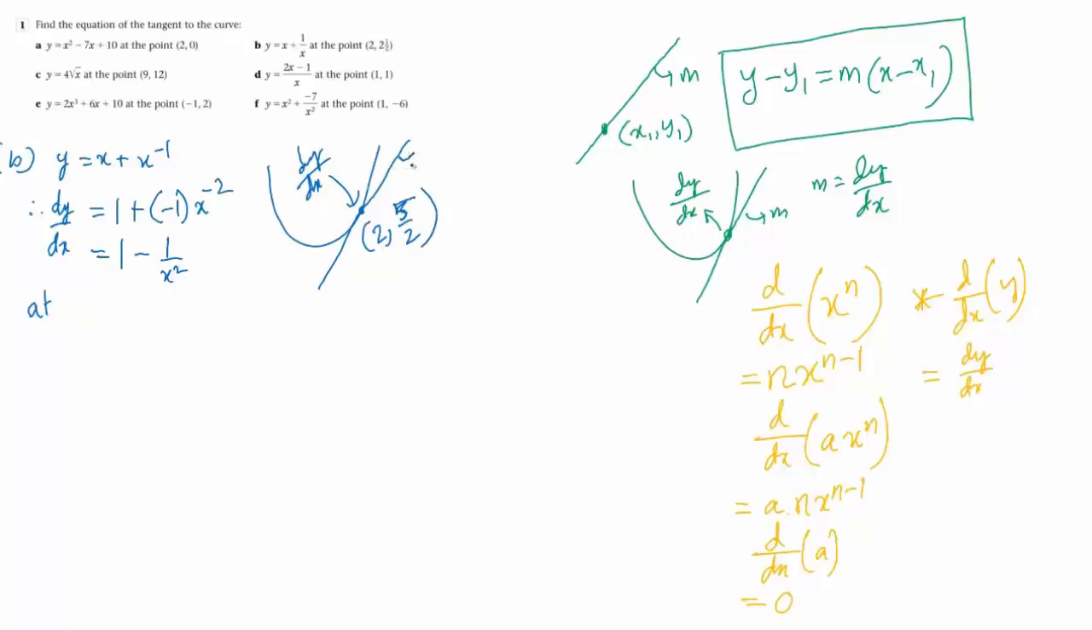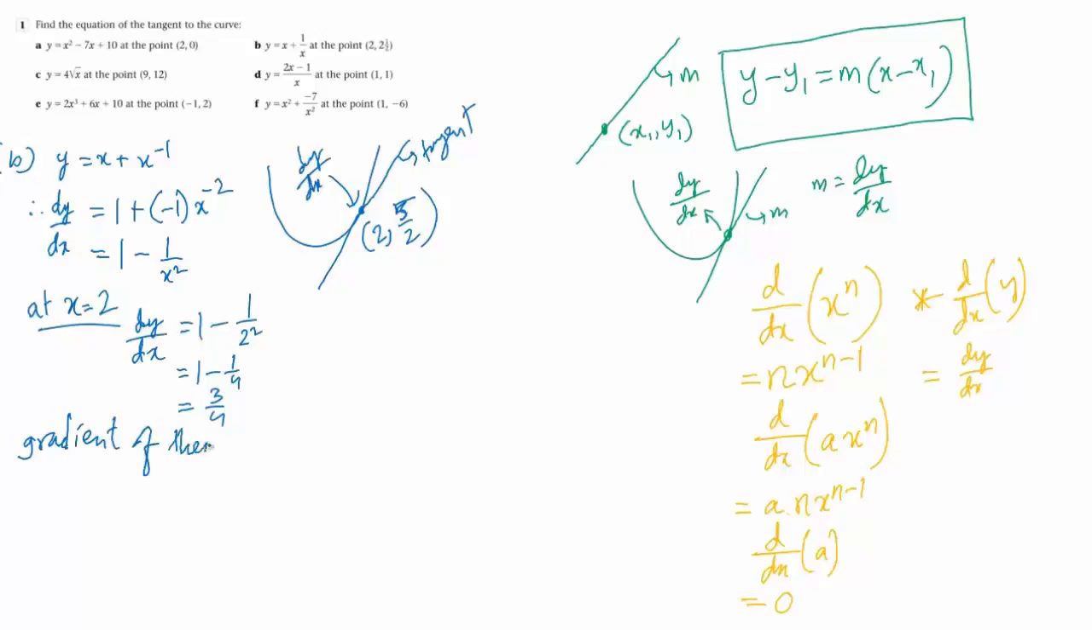Now let's find the gradient of the tangent at that point. So at x equals 2, dy by dx, remember, just by writing it as a positive value 1 by x squared, it makes the calculation easier. 1 minus 1 by 2 squared, otherwise 2 to the power minus 2 is difficult to calculate. So 1 minus 1 by 4 makes it 3 by 4. Now the gradient of the tangent is the same as the gradient of the curve. So gradient of tangent equals 3 by 4.